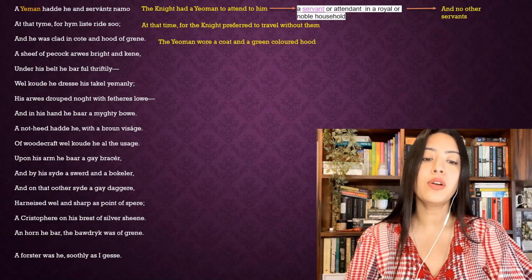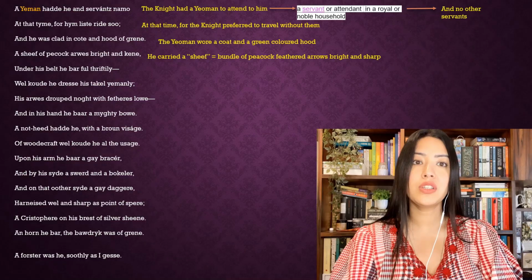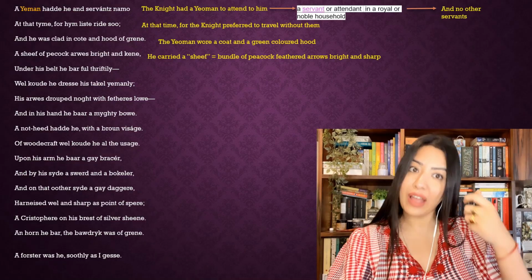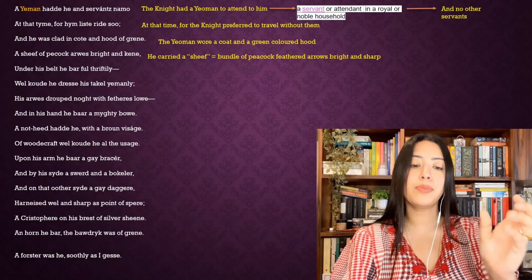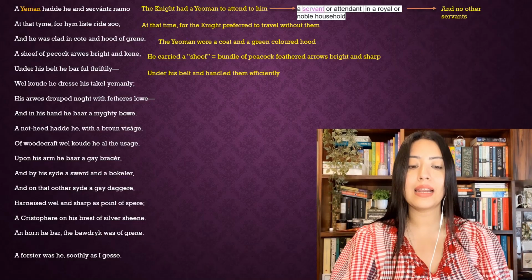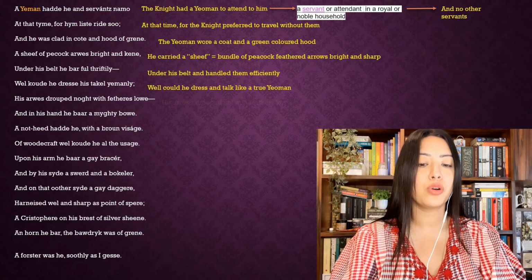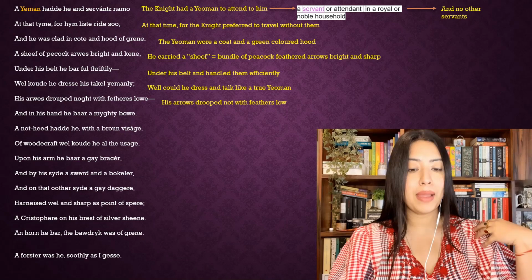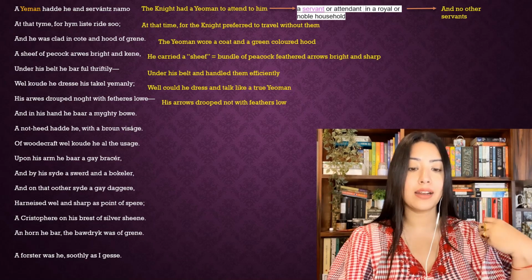So the yeoman wore a coat and green coloured hood, very easy to understand. He carried a sheaf. What is a sheaf? It is a bundle of arrows, okay. So his bundle of arrows were of peacock feathers. A bundle of peacock feather arrows, bright and sharp, under his belt, and he handled them efficiently. That means he knows the trade. He knows how to handle the arrows.